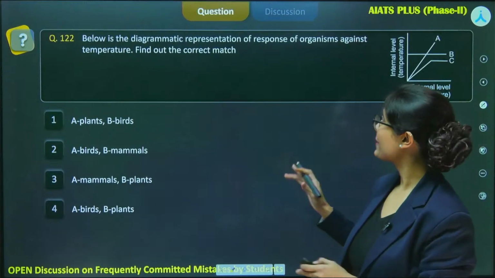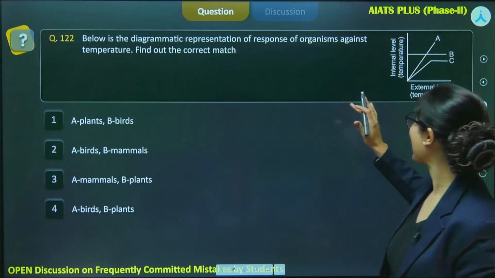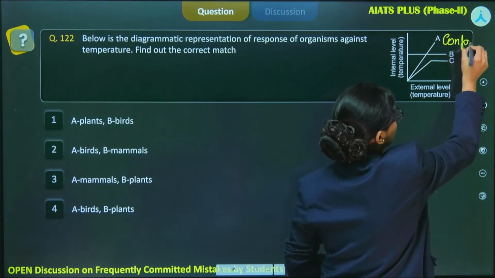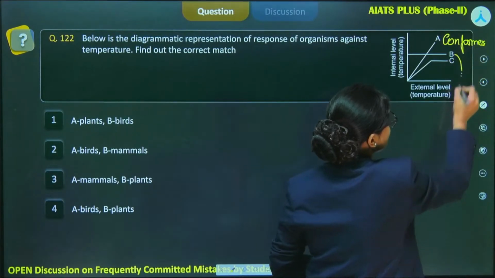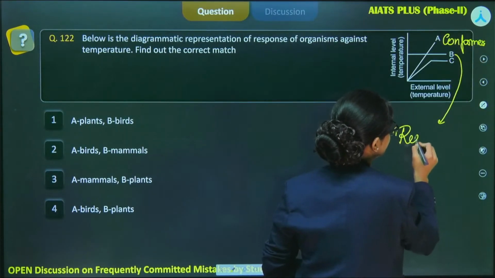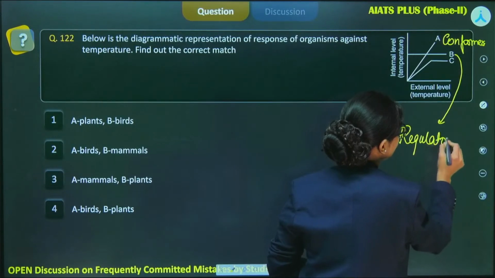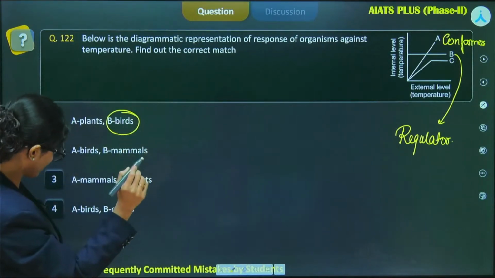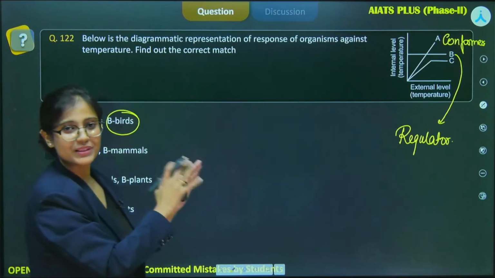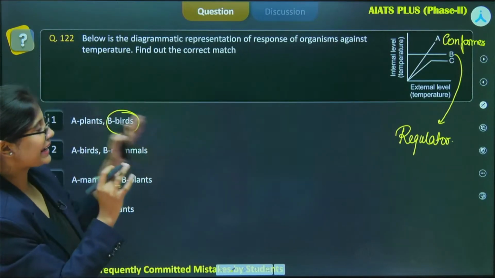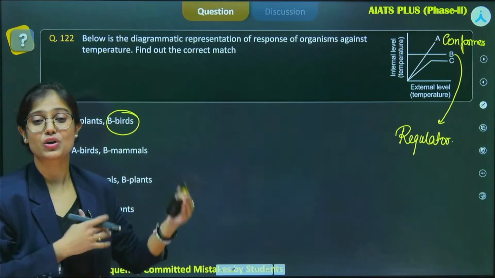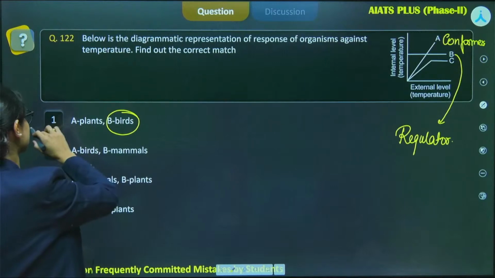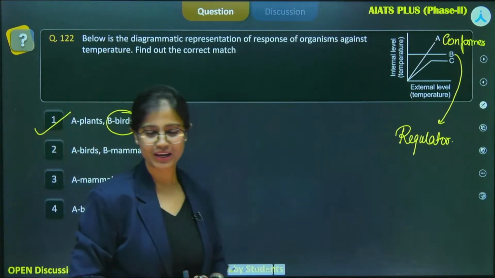Now, let's get back to the question where it is asking about A and B. So what is A? It is conformer and B is regulator. So हमारे regulators कौन थे? Birds. Birds are given in option 1 only. So from this only I can hit the correct answer, and A है हमारे conformers, which are plants which are not able to maintain their temperature. So the correct answer is option 1.